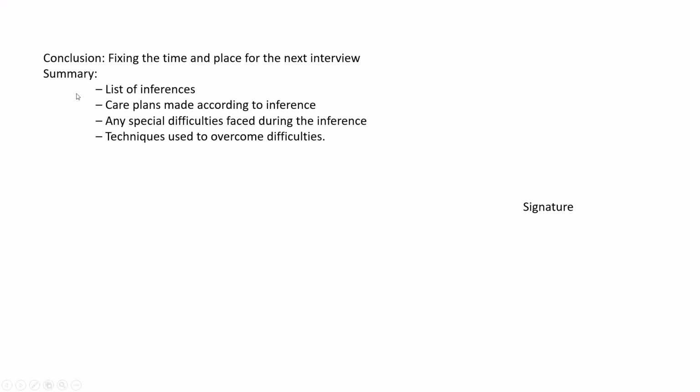Then the last part, the summary, the nurse has to write. Some points are given here about what is important for the summary. There are 4 important points in the summary. First, the list of inferences: the inferences the nurse has written, she has to list here. Second, care plans made according to inference. Based on the inferences she has to prepare care plans. If the patient is sad, she has to make care plans to reduce his loneliness and increase his confidence, based on the patient's condition.